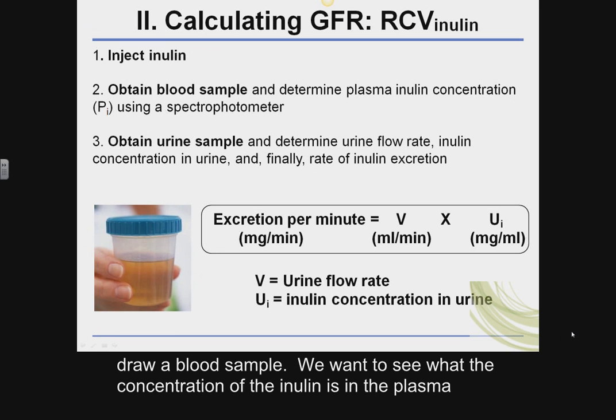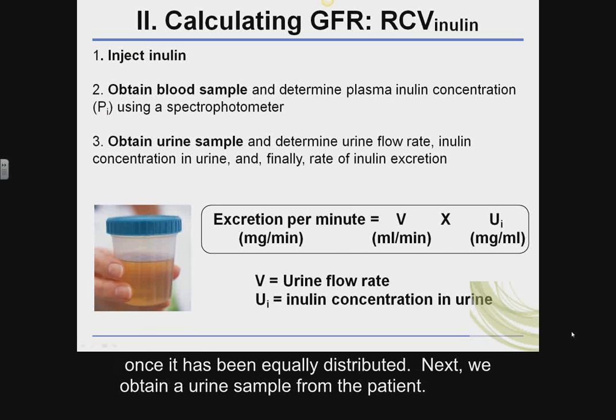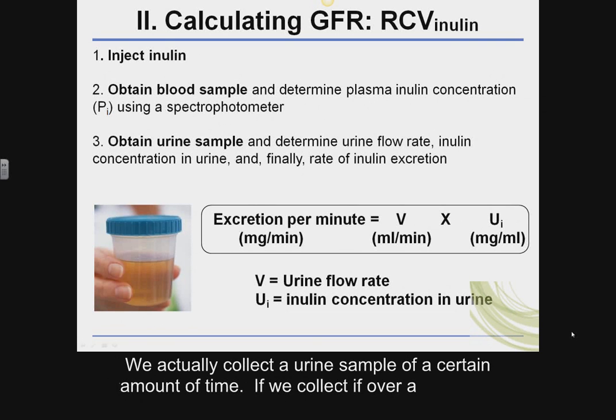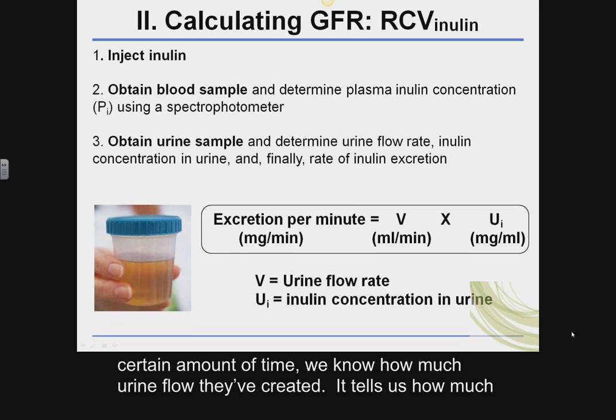Next, we obtain a urine sample from the patient. We actually collect a urine sample over a certain amount of time. So we're waiting for the inulin to be cleared from the plasma. If we collect it over a certain amount of time, we know how much urine flow they've created. It tells us how much urine the patient has released from his or her body during this time. That is our urine flow rate.